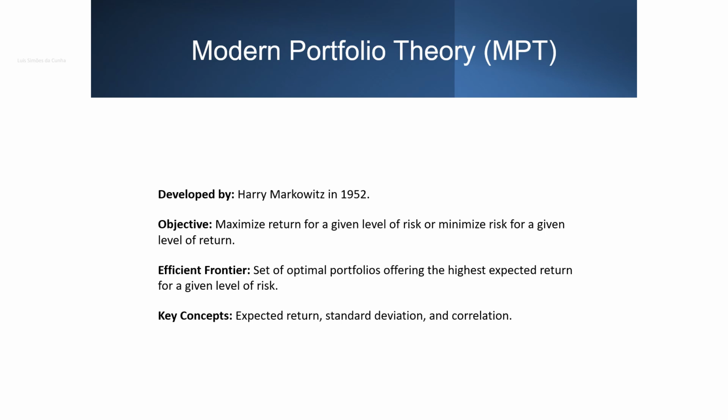Modern portfolio theory, MPT, developed by Harry Markowitz in 1952, aims to maximize return for a given level of risk or minimize risk for a given level of return. The efficient frontier represents a set of optimal portfolios offering the highest expected return for a given level of risk. Key concepts in MPT include expected return, standard deviation, and correlation.